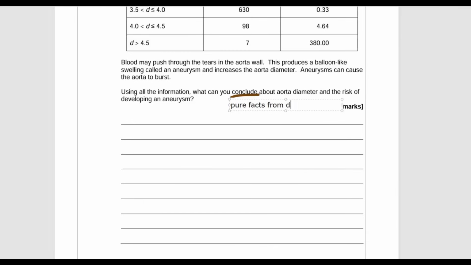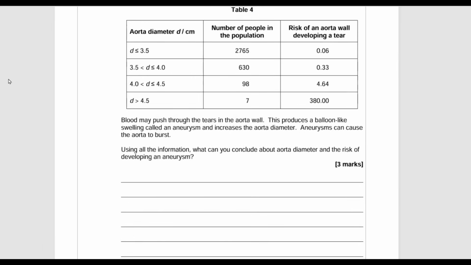Listen, when you see the word conclude, it means pure facts. Don't go explaining, talking about high blood pressure and stuff like that. You don't need to do that. Just say what you can see from the numbers. Any proper good points you can see in the numbers about the aorta diameter and the risk of developing an aneurysm. So straight away, we can see the general trend is that as the aorta diameter increases, what happens to the risk of developing a tear? So we want to say, as aorta diameter increases, risk of developing a tear increases.